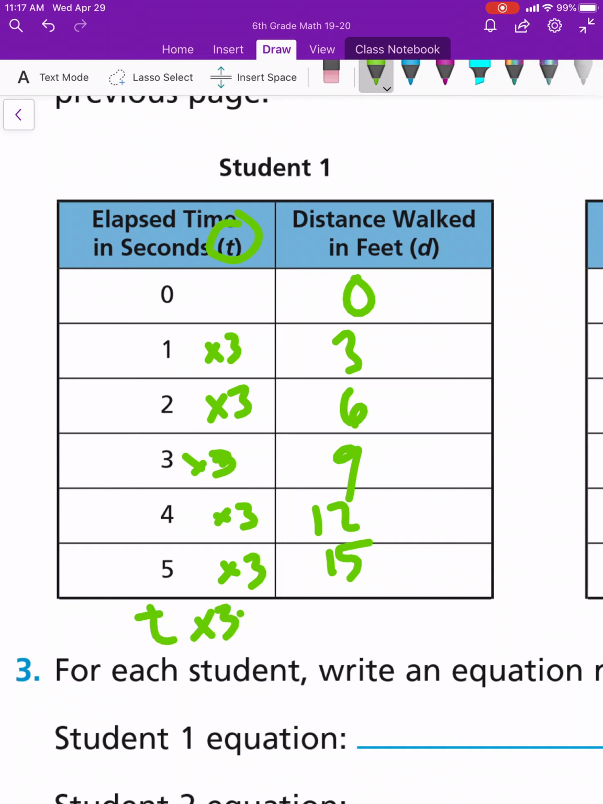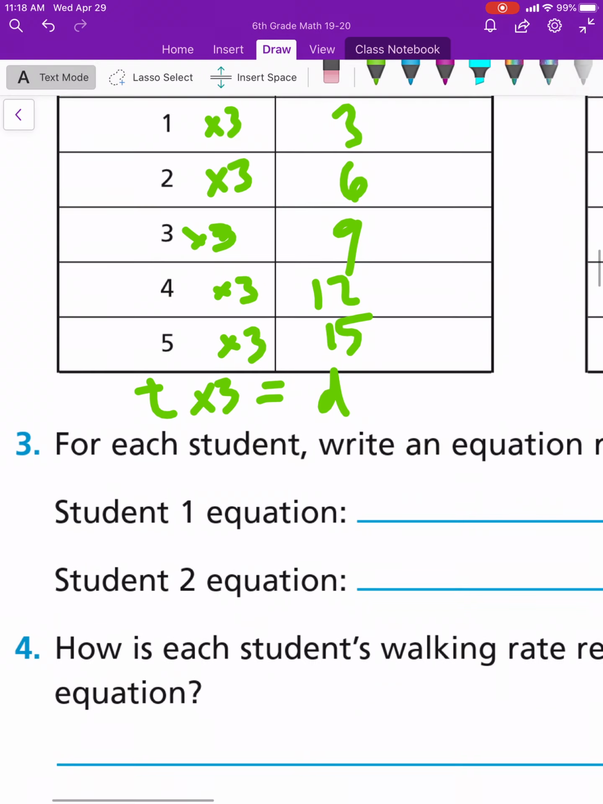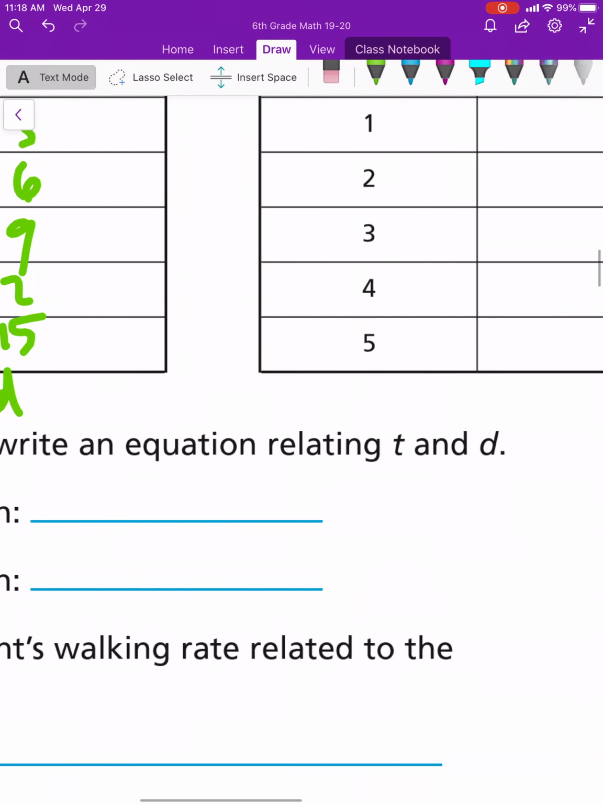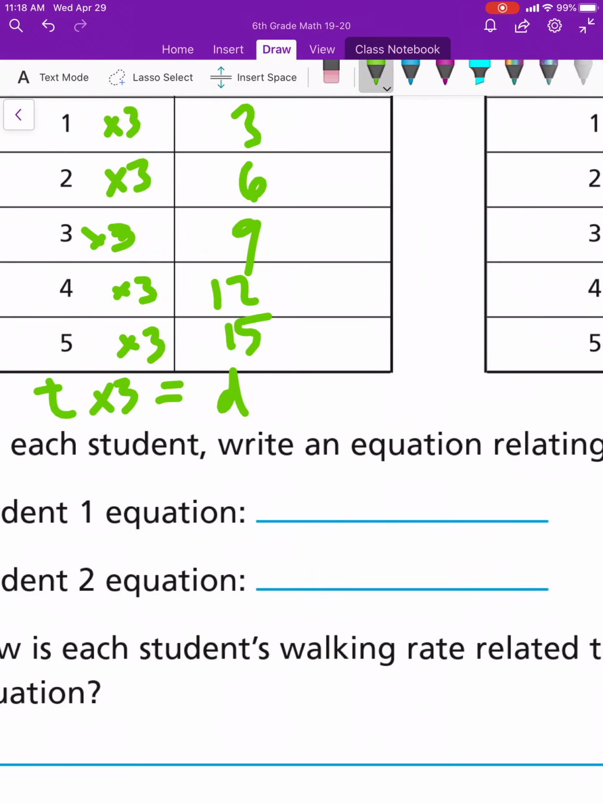Times 3 is 15. So we can literally say that T times 3 will equal D, right? No matter what T is, T times 3 will always equal D, or 3T equals D. So let's write that down here where it says write an equation. So we would say 3T equals D.